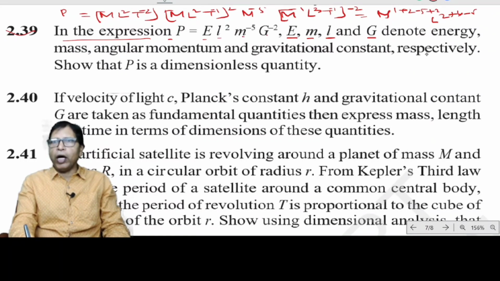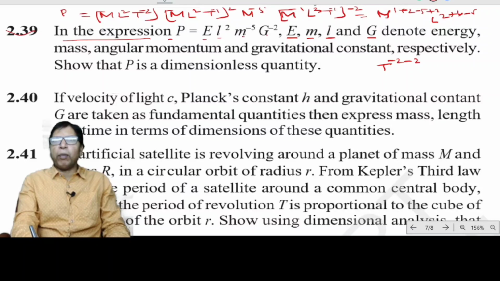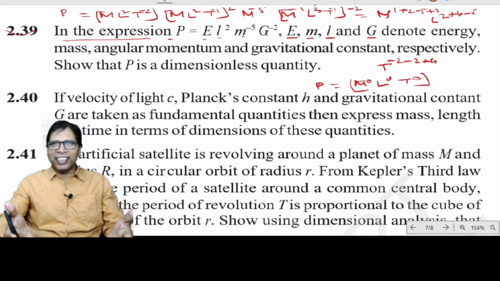Okay. Now power of t: this is the minus 2, this is the minus 2, and this is the plus 4. Okay, no problem. So p is equal to m to the power 0, L to the power 0, T to the power 0. So p is dimensionless.